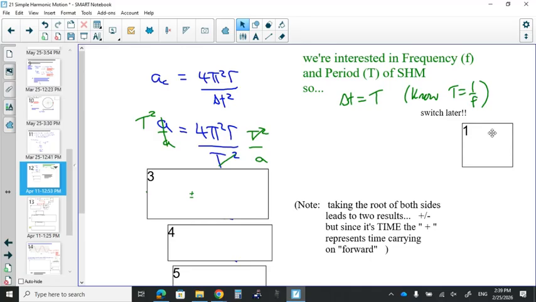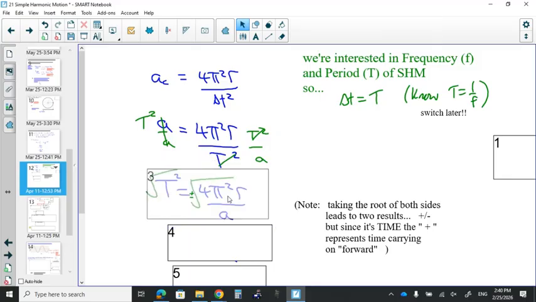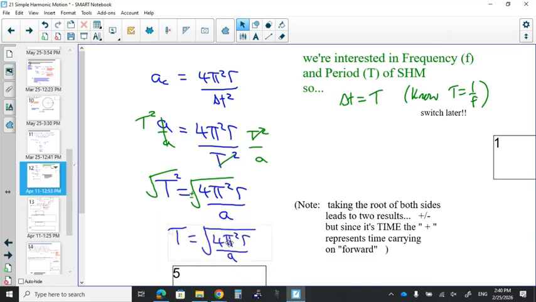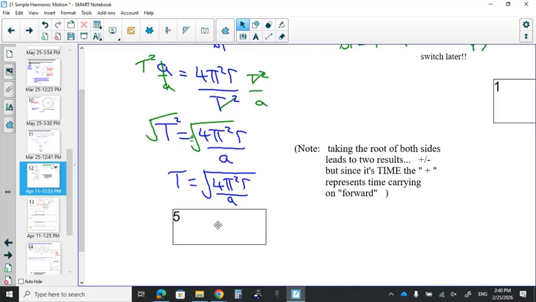There we go. So yeah, we just keep solving here. Divide out the acceleration and acceleration concept. Take the square root of both sides, technically plus or minus, but we're just talking about time, so it's going forward. We have a reason to ignore the negative one.